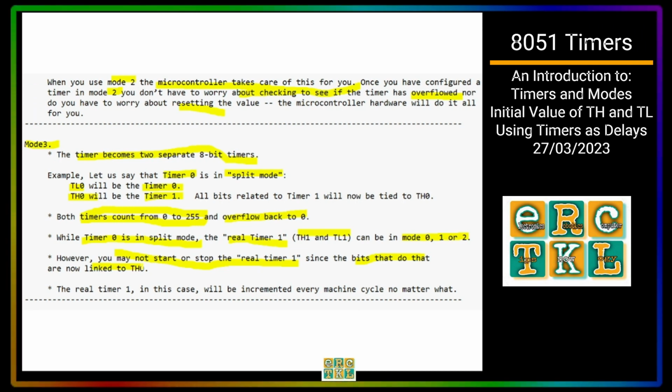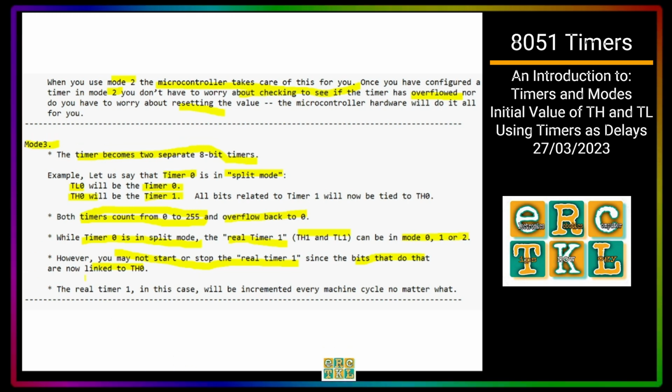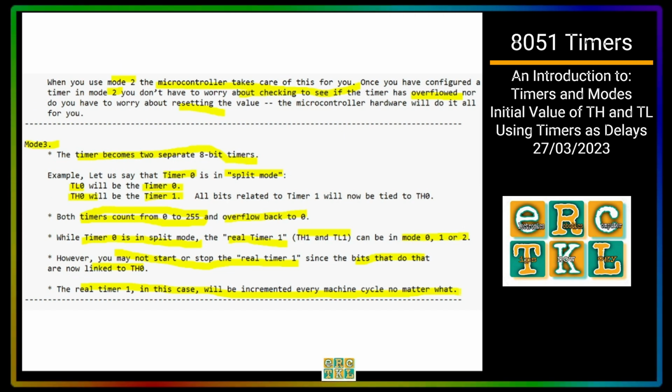You can put what timer you want to use and what the mode is. Clear? Remember yesterday? Timer mode. Now, the real timer 1 in this case will be incremented every machine cycle. So in other words, when you start running the timers, whether you like it or not, it will also increase from 0, 1, 2, 3. It will still count, together with the whole system.